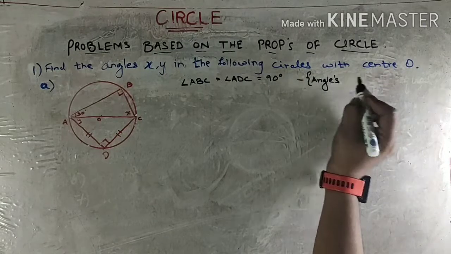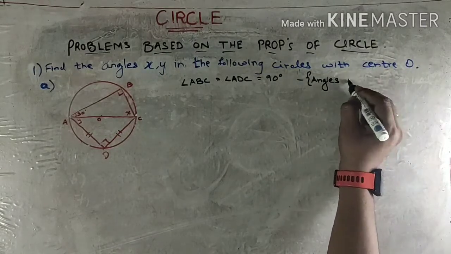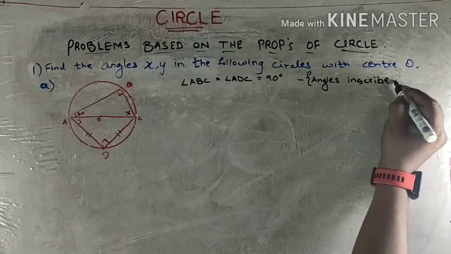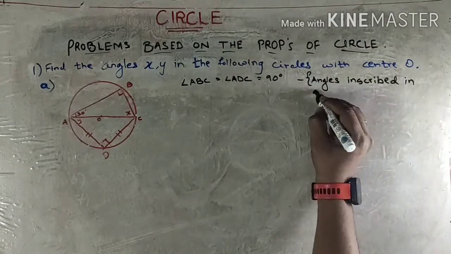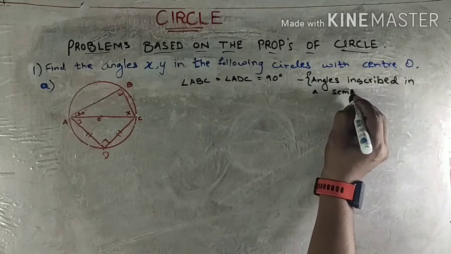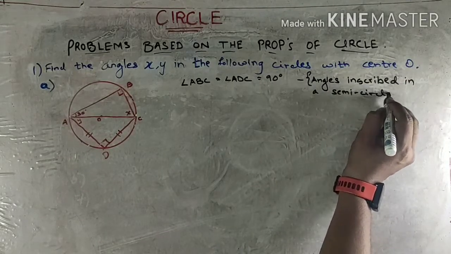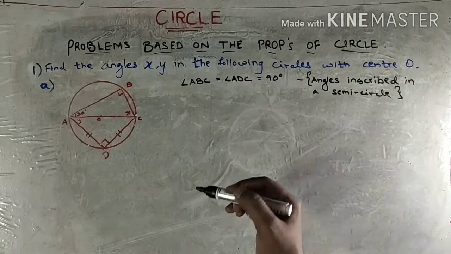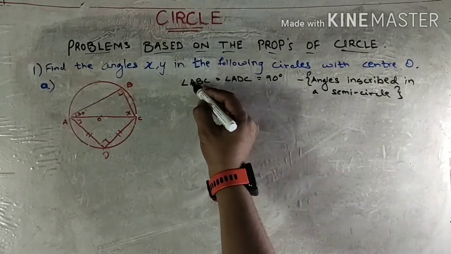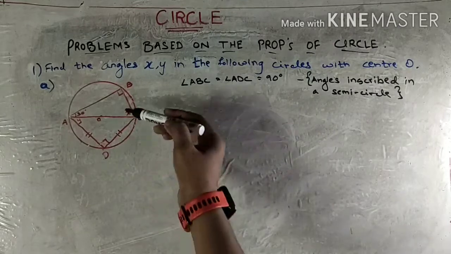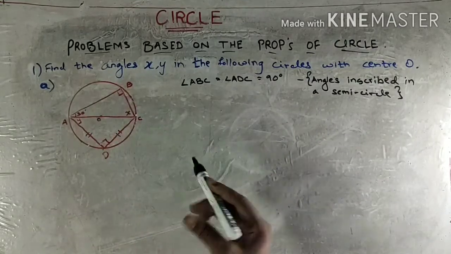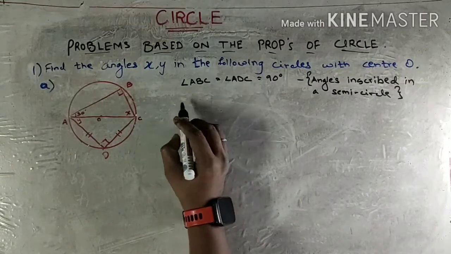angles inscribed in a semicircle. Now, as we have studied angle sum property of triangle, we can use it in this triangle: 30, X and 90. So we can find the value of X.